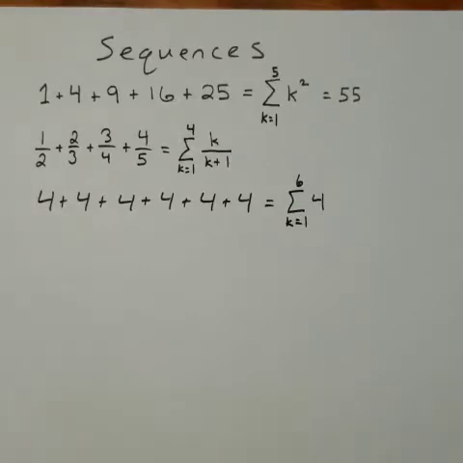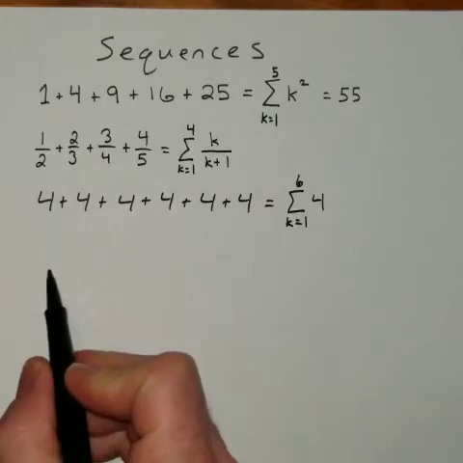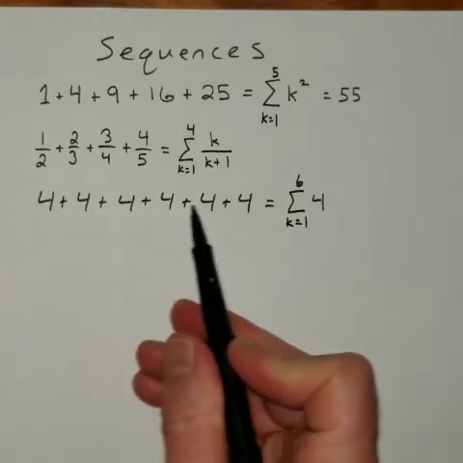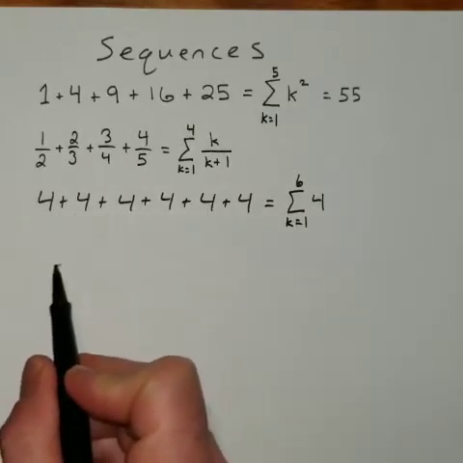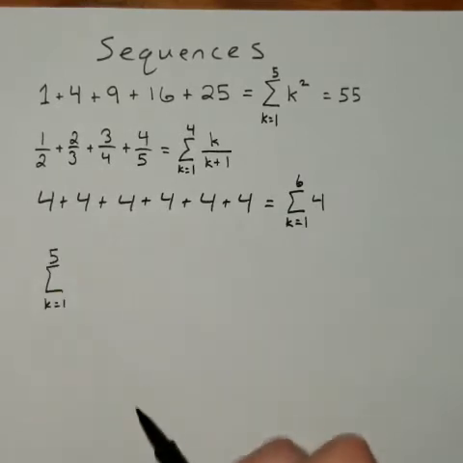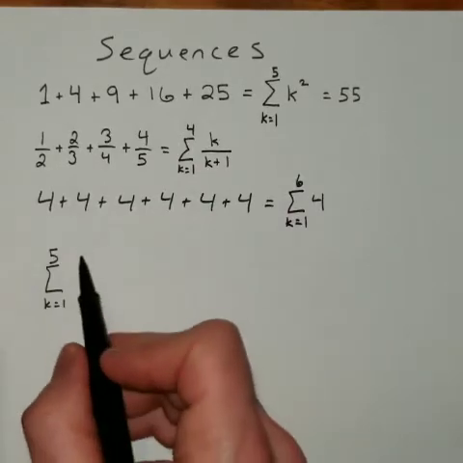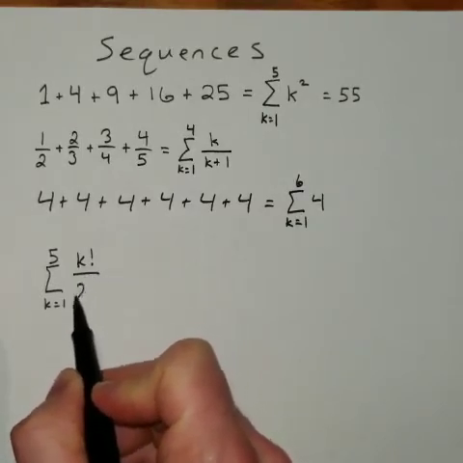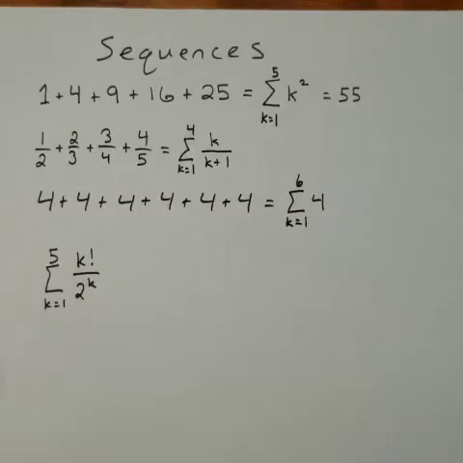All right. Now, let's go the other way around. Let me give you a couple summation notations and see if we can come up with the actual numbers that we're adding together. So let's say something like the sum k equals 1 to 5 of k factorial over 2 to the k. That's a tricky one. There's a lot there.